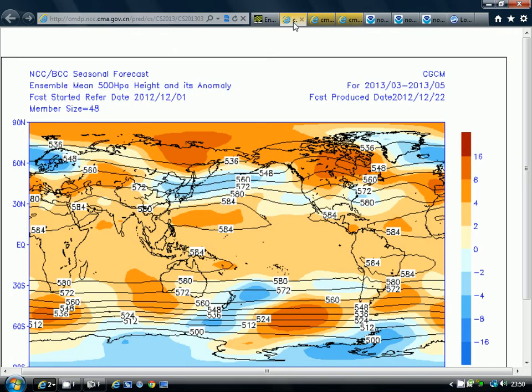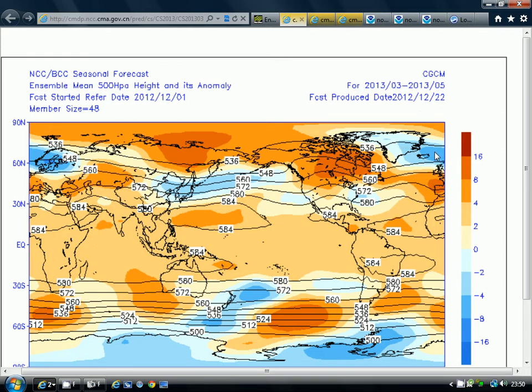Now we have a look at the Beijing Climate Centre. This is the 500 millibar height anomaly for spring of 2013 from the Beijing Climate Centre. And we can see that the model is predicting above average heights here to the south of the British Isles, below average heights to the north.